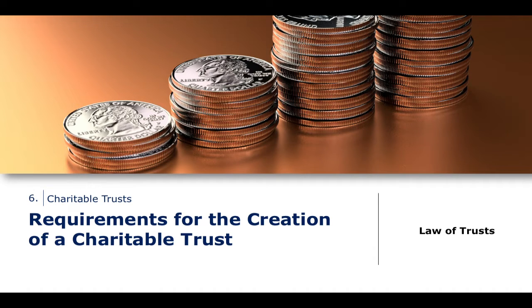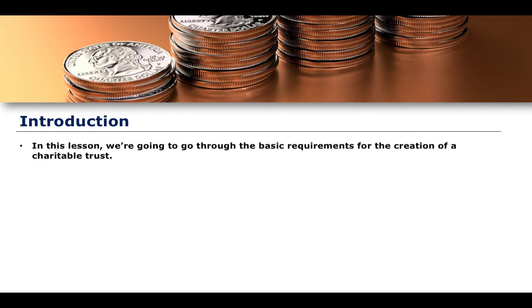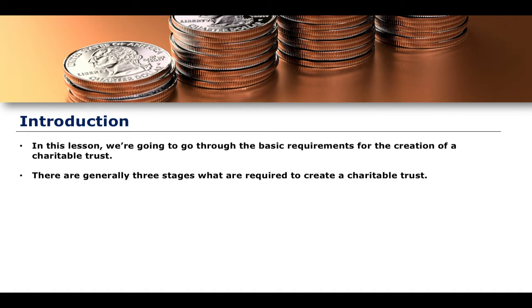This lesson is going to talk about, like I said, the creation of a charitable trust, namely the various different requirements that are necessary for the establishment and for the creation of a charitable trust. So, like I said, we're going through the basic requirements. Generally, there are 3 stages which are required to create a charitable trust, some of which you already know about, and we will talk about in more detail in future lessons as basic examples.